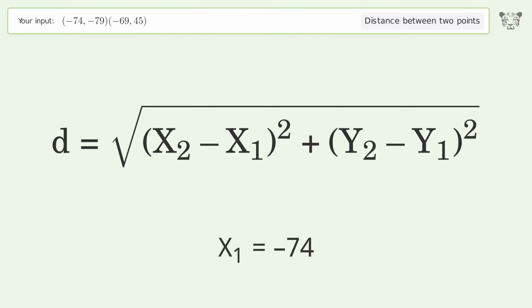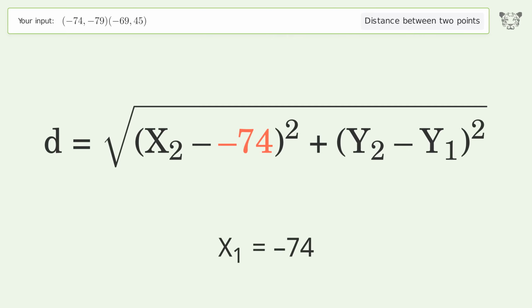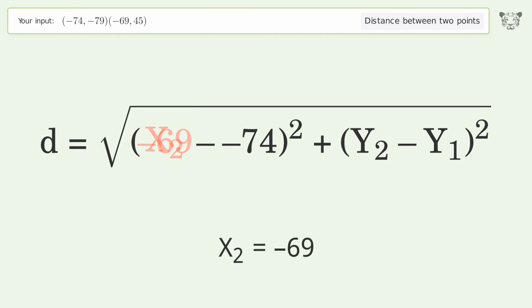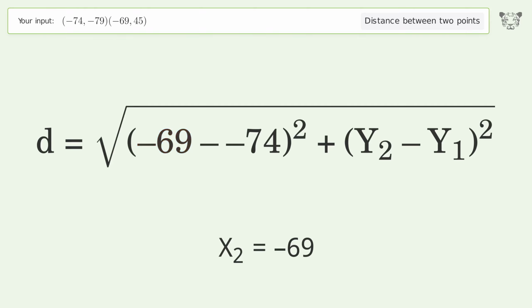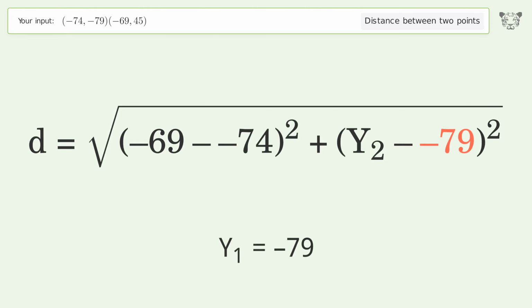x1 equals -74. x2 equals -69. y1 equals -79. y2 equals 45.